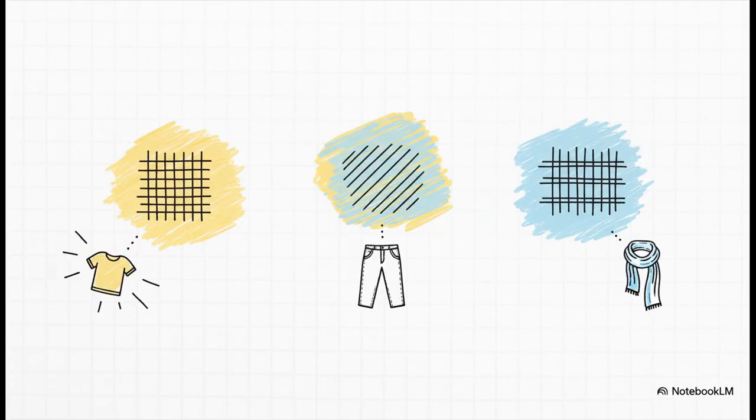And what's really incredible is that the huge variety of fabrics we see, from tough denim to shiny silk, it all comes from just a handful of these basic patterns. Think of them like the primary colors of the fabric world. The three big ones are the plain, twill, and satin weaves.